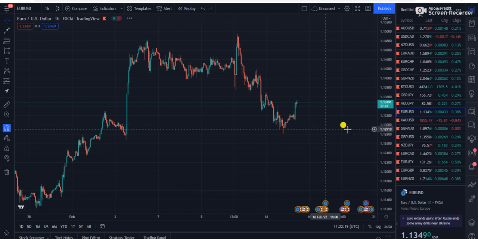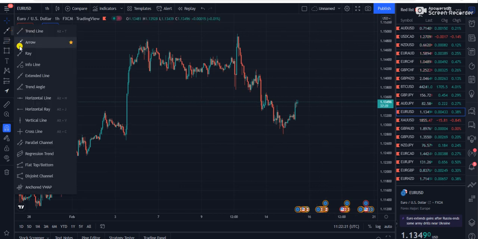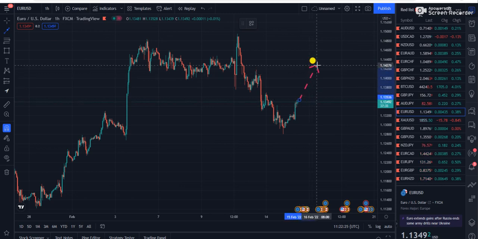Okay, Euro USD. So guys, if you ask me about Euro USD, then it looks somehow to be a little bit bullish, not heavily bullish, but a little bit bullish we can expect.